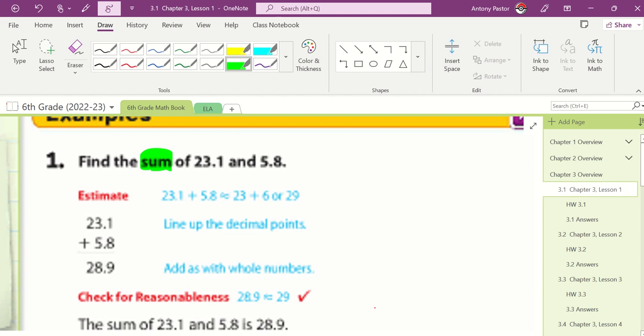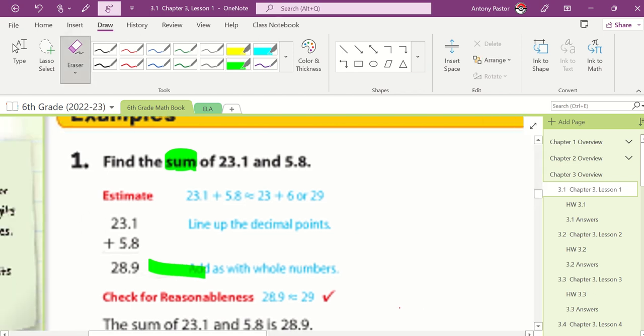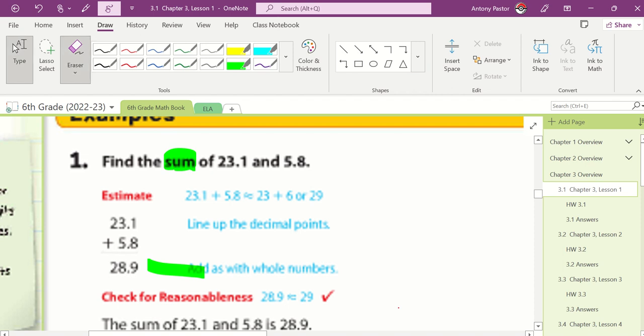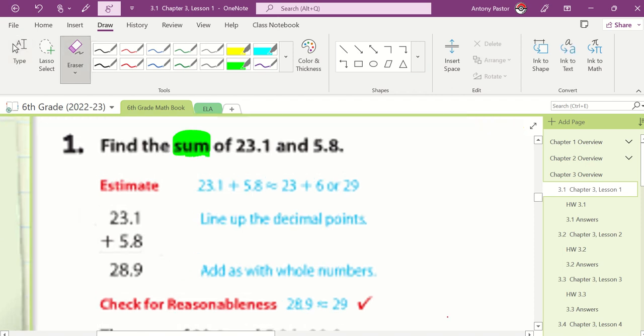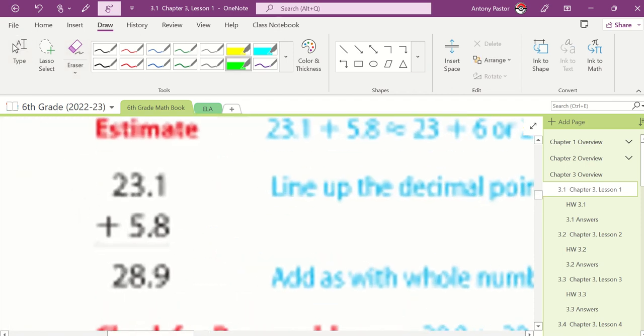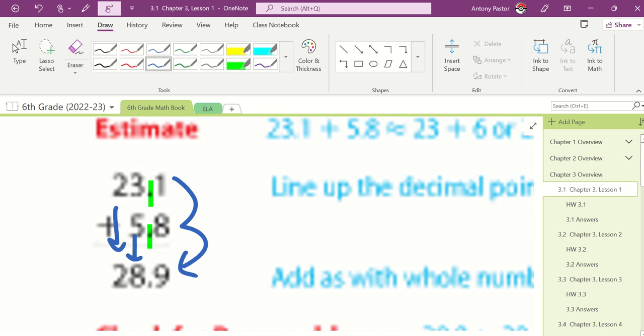And notice again here, they are lining up the decimal point. So we'd add 1 and 8 together, which would get us 9. And 3 plus 5 would get us 8. And 2 plus nothing would give us 2, so this would become 28.9, sorry.